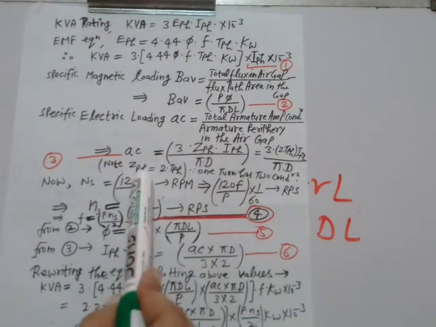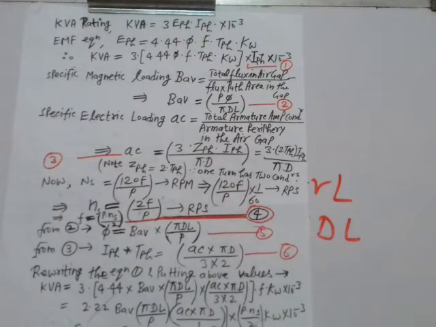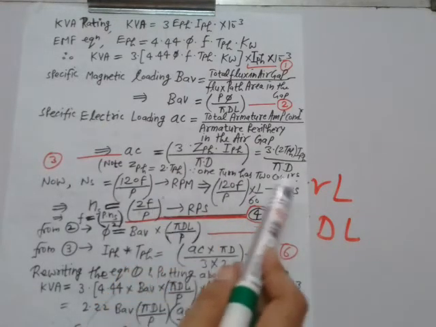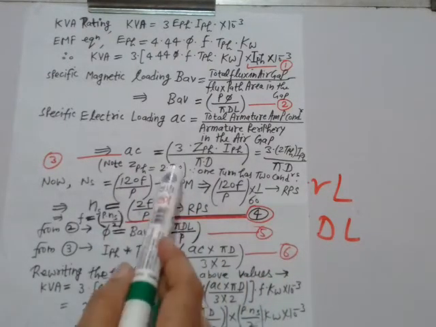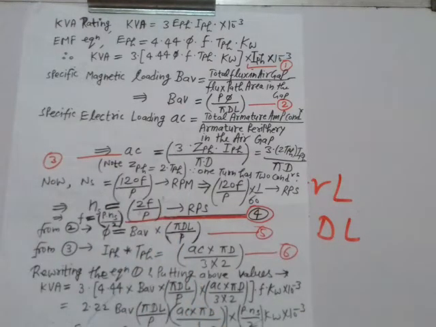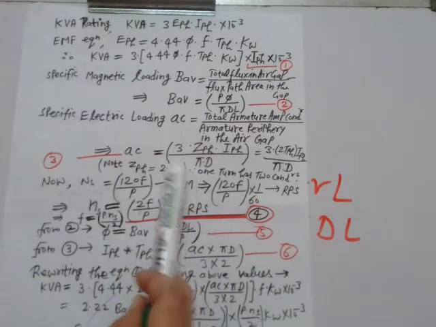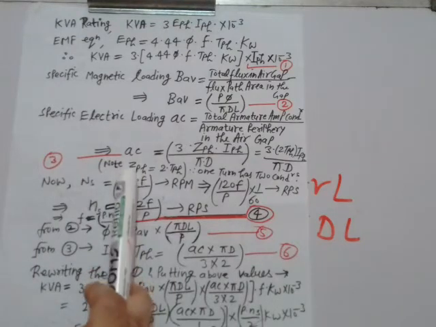Now you know one turn has 2 conductors, right? If I say there are 100 turns, then the total conductors would be 200, because one turn is equal to 2 conductors. So if the turns are 100, the total number of conductors will be 200. 2 into turns per phase TPH is equal to total conductors per phase, that is ZPH. So ZPH is 2 into TPH.